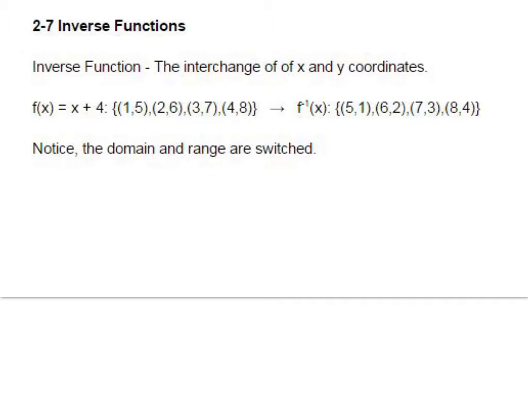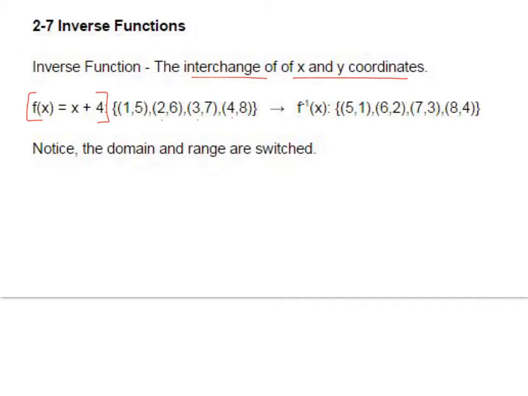An inverse function involves the interchange of the x and the y coordinates. So you'll look here. If I have a function that's defined as x plus 4, my domain is going to be 1, 2, 3, 4. As we add 4 to each of those, we end up with 1, 5, 2, 6, 3, 7, 4, 8. That means we added 4 to each of them.